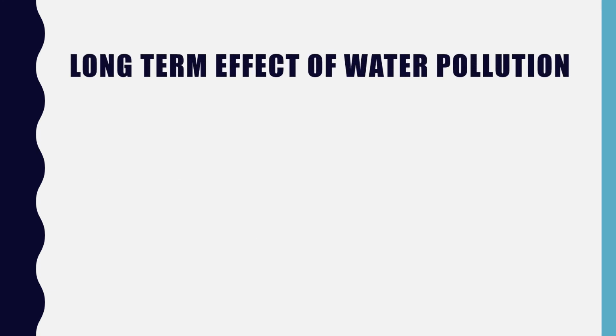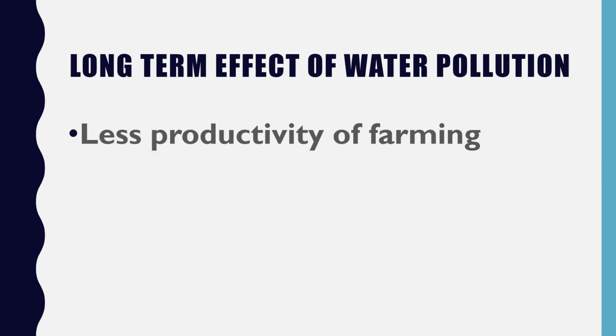Now the long-term effects of water pollution. First is less productivity of farming. Why does this happen? The addition of undesirable substances to water bodies. These substances could be fertilizers and pesticides used in farming, or they could be poisonous substances like mercury salts which are used in paper industries. These could also be disease-causing organisms like the bacteria which causes cholera.